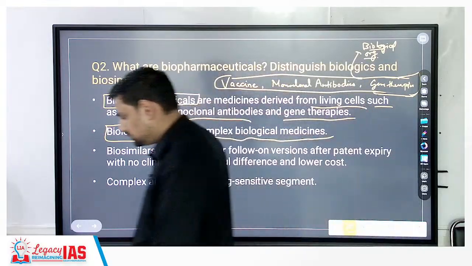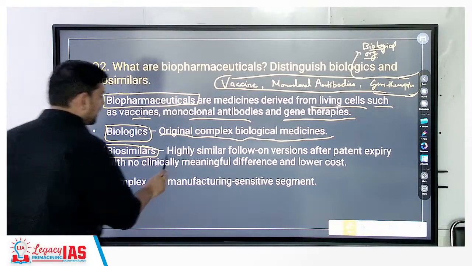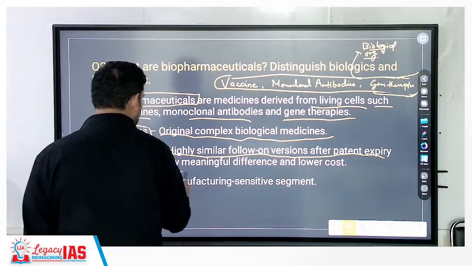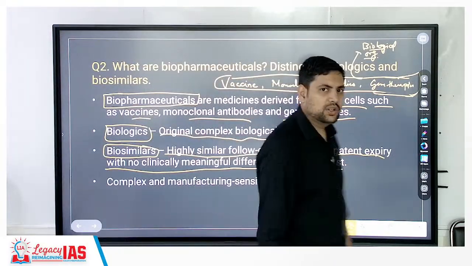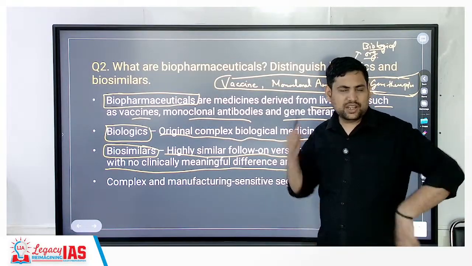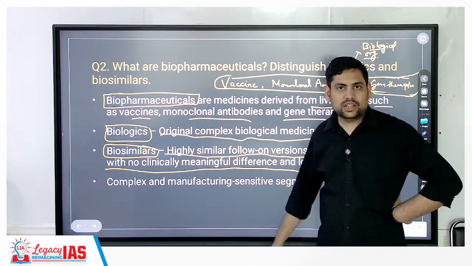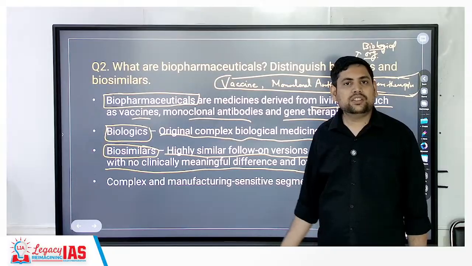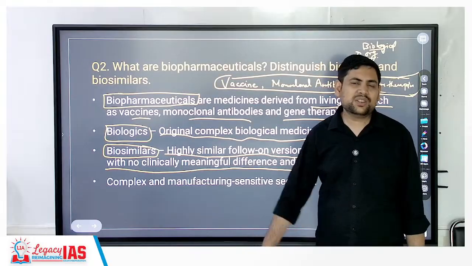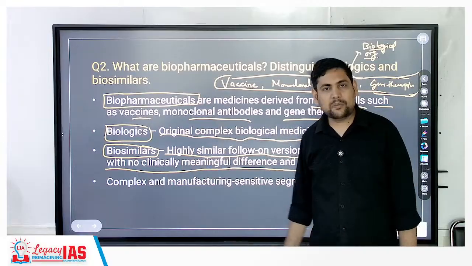Now, there is something called biosimilars. What are biosimilars? So these are highly similar follow-on versions after patent expiry with no clinically meaningful difference and lower cost. So basically, the original one, that is biologics, is much more complex. Now over time, when everybody is using, let's say, a particular vaccine, they will develop something that is very similar in efficacy but not that complex to make, correct? So a very simpler version of this is called biosimilars.